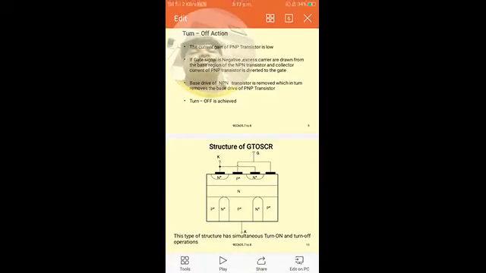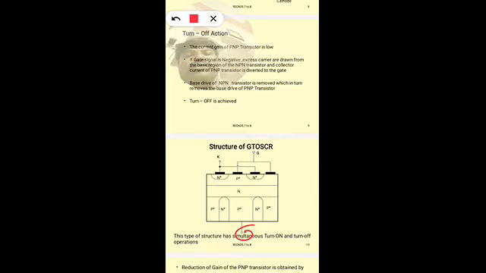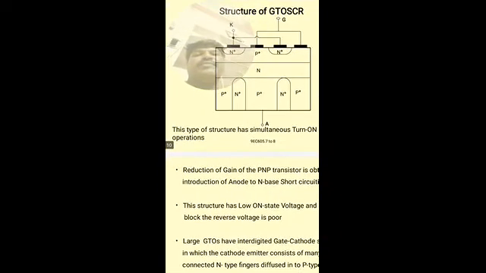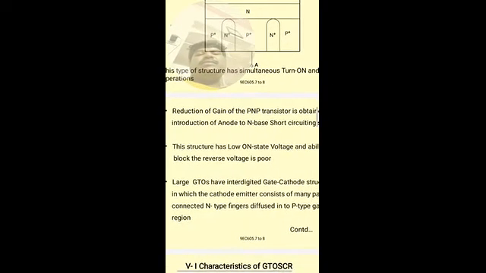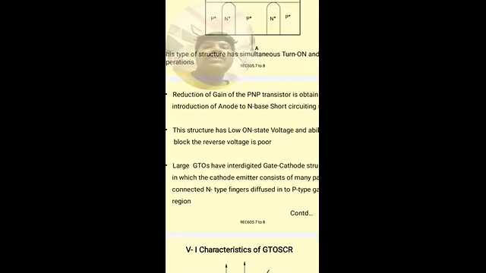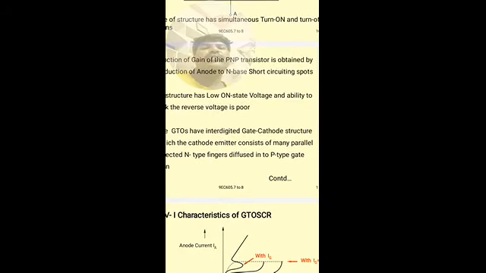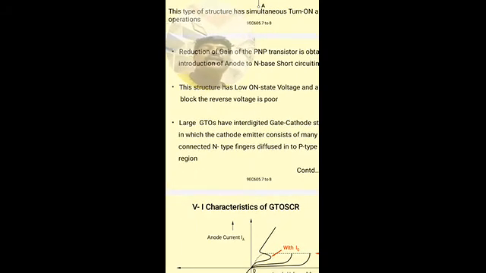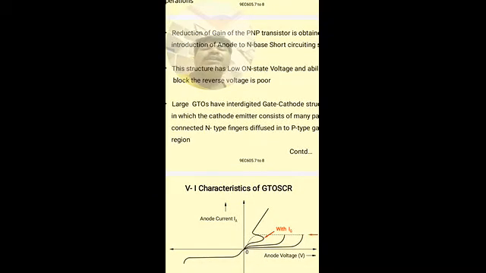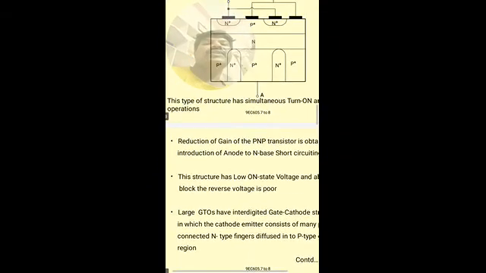These are the anode to N base short circuiting spots. These are short circuiting with the N plus regions. That is going to reduce the current gain of the PNP transistor. The structure has a low on state voltage, and the ability to block reverse voltage is poor. Large GTOs have an integrated gate cathode structure in which the cathode emitter consists of many parallel connected N-type fingers diffused into the P-type gate region.